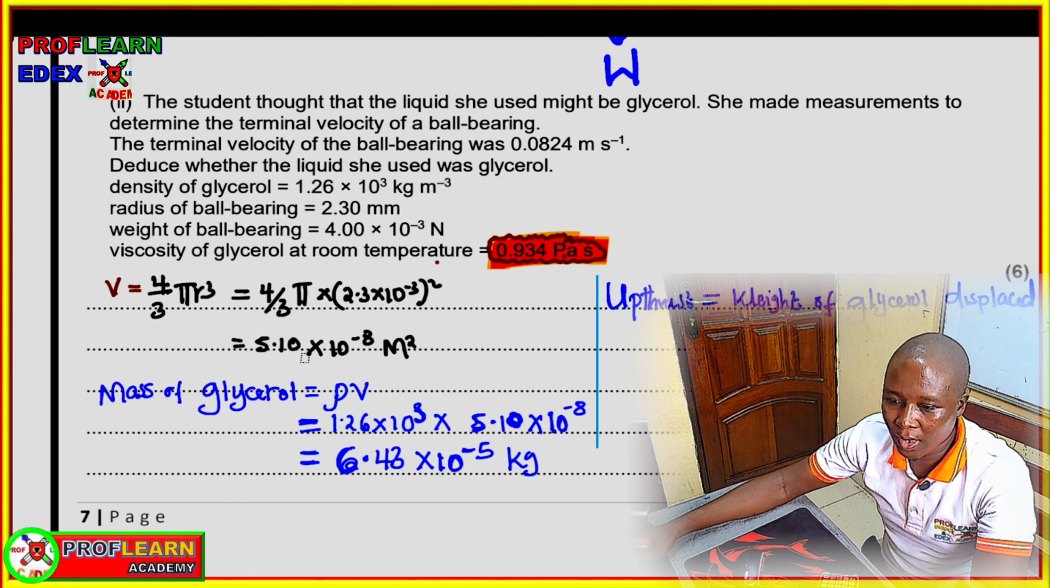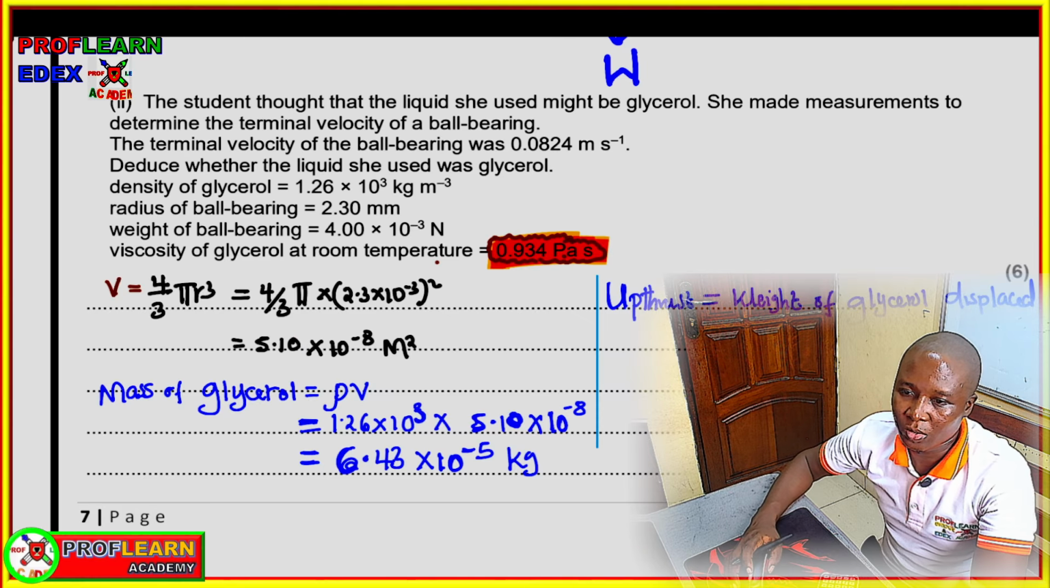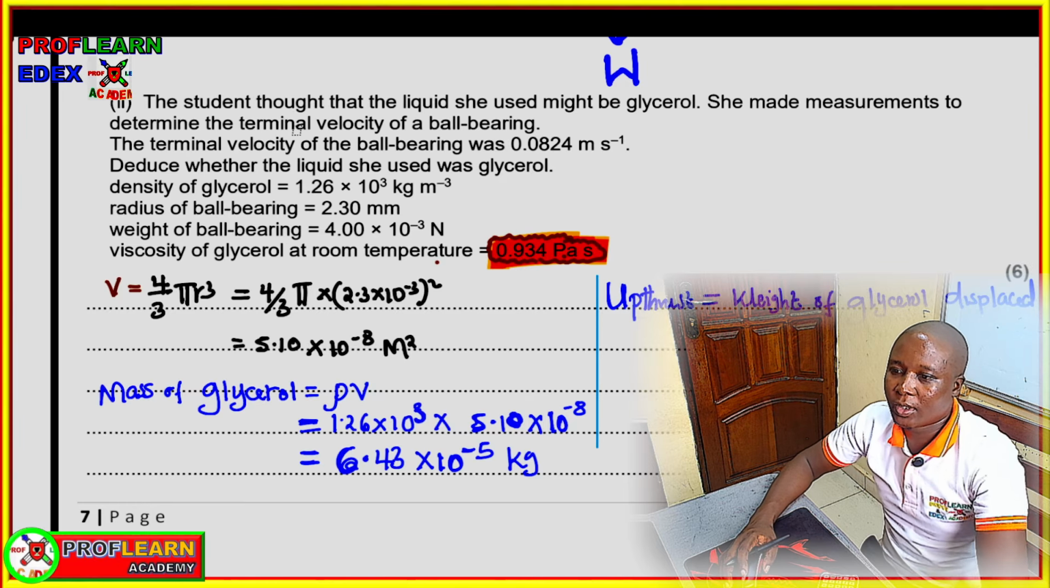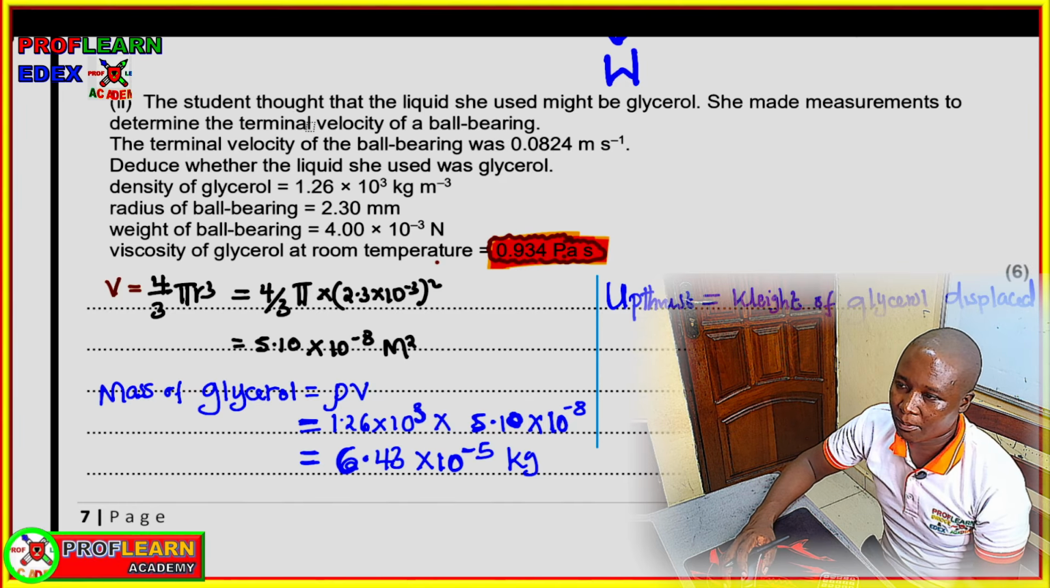So how do you work this out? The first thing you are going to do is check the information provided. A student thought that the liquid she used might be glycerol.